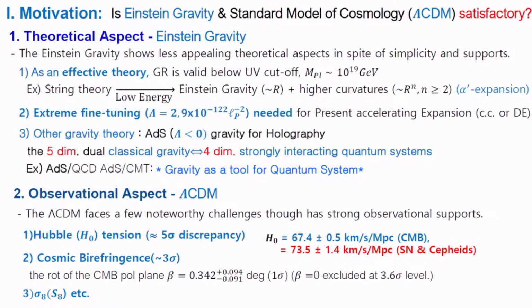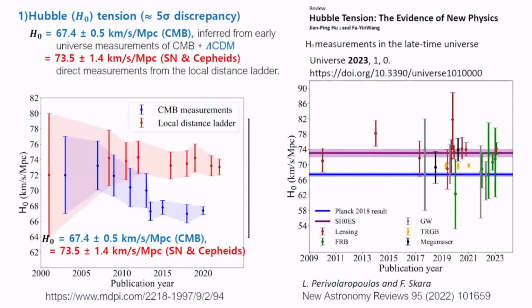There are many. One of them is the so-called Hubble tension. I'll explain a little bit more, and also cosmic birefringence, σ8 or S8 problems, and so on. I'll just focus on these two.